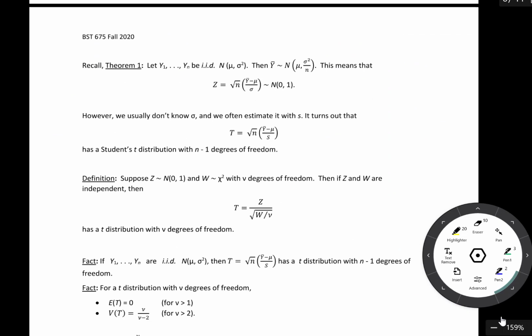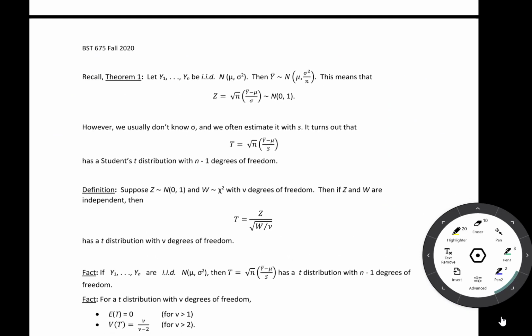So we have some more theorems here to look at. Recall from Theorem 1, if we let y1 through yn be IID normal mu sigma squared, then y bar is distributed normal mu with variance sigma squared divided by n. So this tells us that z is distributed normal 0, 1. However, we don't usually know the value of sigma. We often have to estimate it from S, and you can show that once you replace sigma with S, you no longer end up with a normal distribution. You end up with a student t distribution with n-1 degrees of freedom.